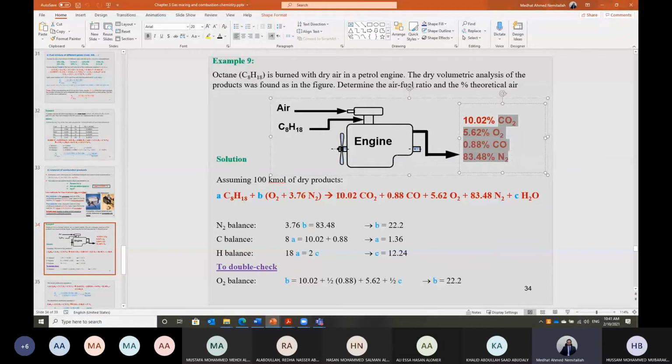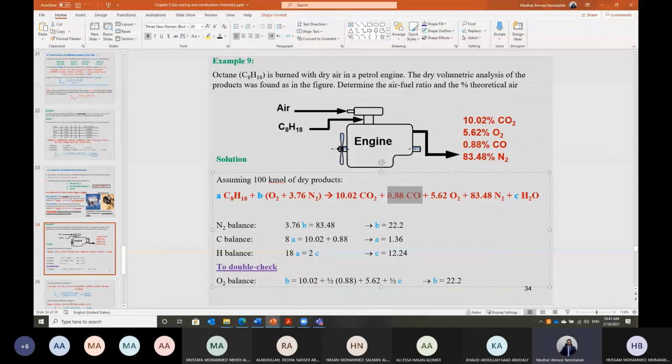So in this case, I will assume 100 kilomole of the dry product. If we have 100 kilomole of this product, I will start the combustion equation from the product side. 100 kilomole of the combustion product, so that means we have 10.02 kilomole of carbon dioxide plus 0.88 of carbon monoxide.